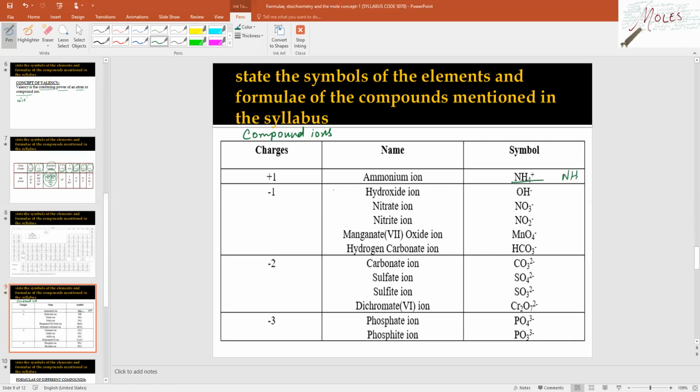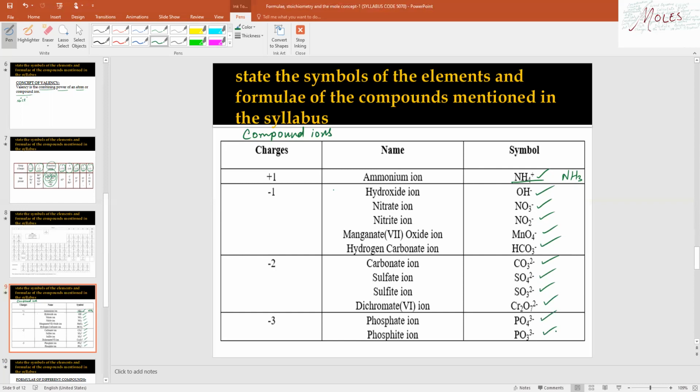Recall ammonia, NH3. You can add one hydrogen to this and put a charge on top. You will get NH4+. So these compound ions are molecules with a charge on them. This is the ammonium ion, hydroxide ion, nitrate ion, nitrite ion. You have manganate(VII) ion, hydrogen carbonate ion, sulfate ion, sulfite ion, dichromate(VI) ion, phosphate ion, phosphite ion.